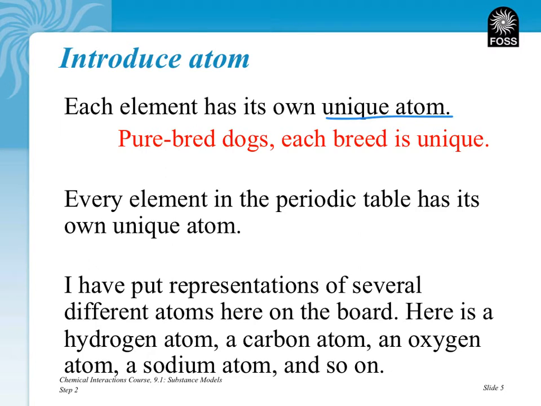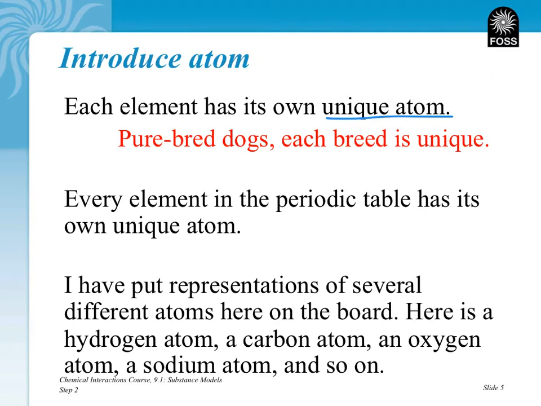We know a Dalmatian, when we look at a Dalmatian, it's got certain unique characteristics. And a German Shepherd looks a certain way, and a Shih Tzu looks a certain way, and a Chihuahua looks a certain way. That's because those are unique, and each element's atom is also unique. It is unlike any other.